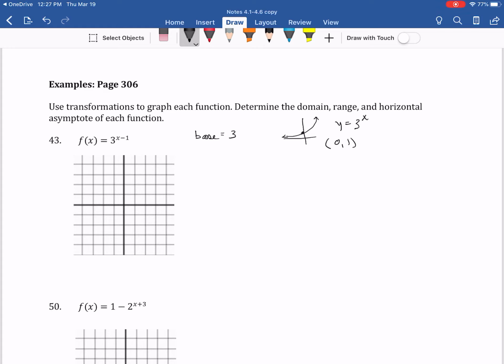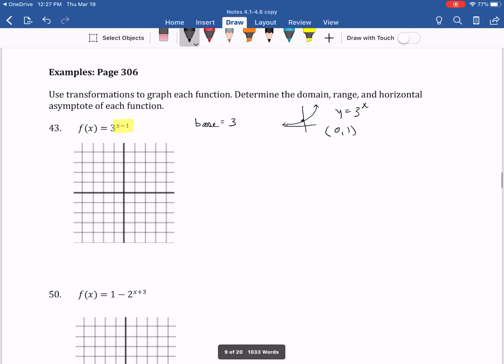When you transform this graph for f of x, we want to figure out where the point (0, 1) goes. From the understanding that we acquired back in chapter 1, when we subtract 1 from the input location, here the input is in the exponent, that is a horizontal shift. We want to horizontally shift.